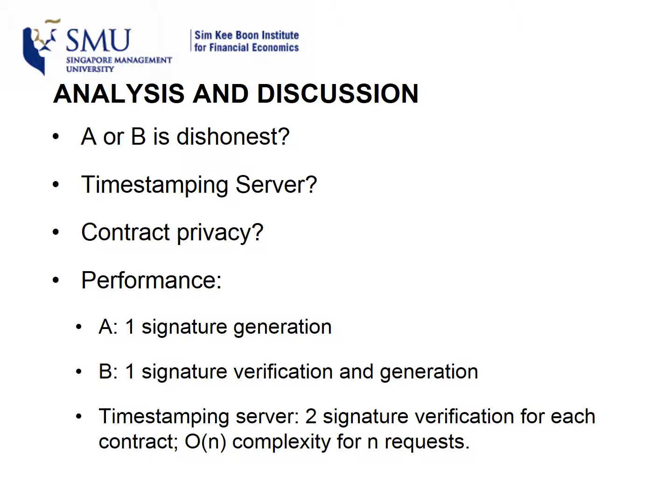With regard to performance, signer A needs to generate a signature, while signer B needs to verify a signature and generate a signature. The timestamping server has to verify two signatures, from signer A and signer B. So if there are n requests, then the complexity of the timestamping server is on the order of n.